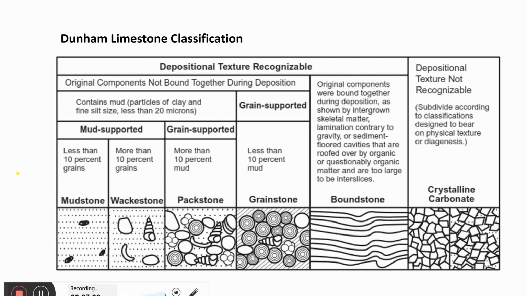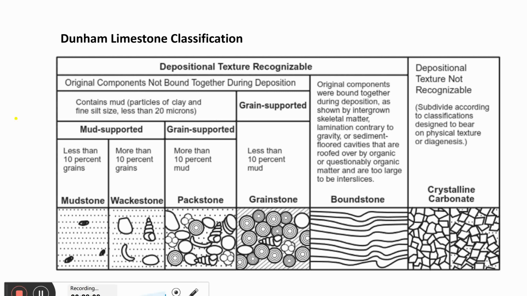Okay, here is another classification of limestone. This is called the Dunham limestone classification. As you can see, here are also some more terminologies. And don't worry about these terminologies and don't try to memorize them so quickly. Actually, these features require a number of years to learn about and to memorize.